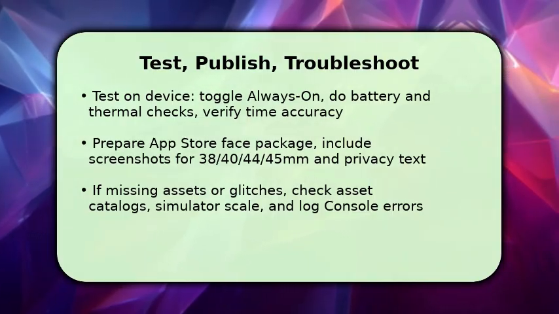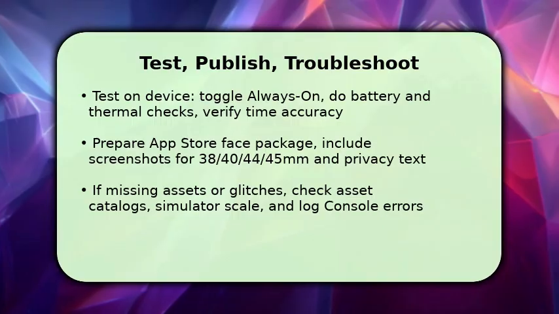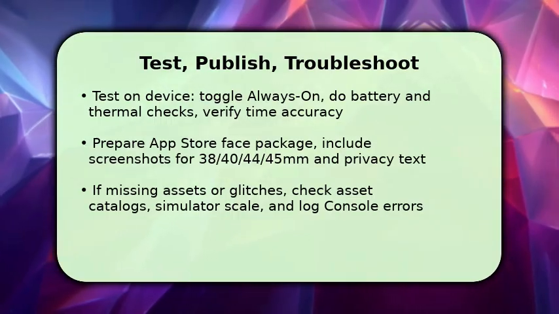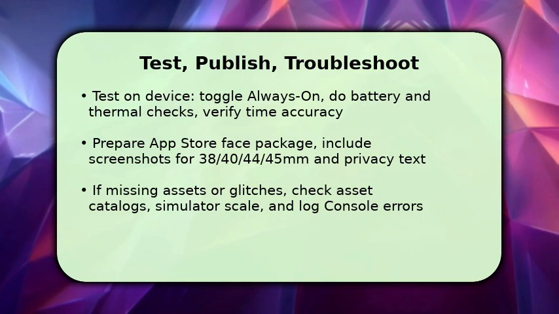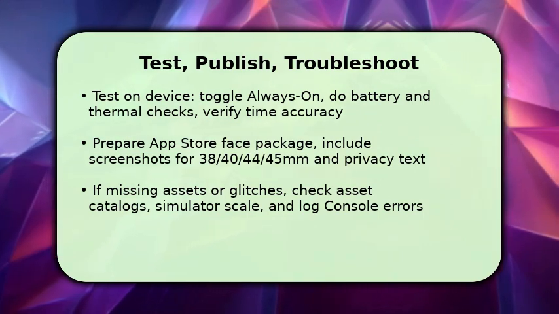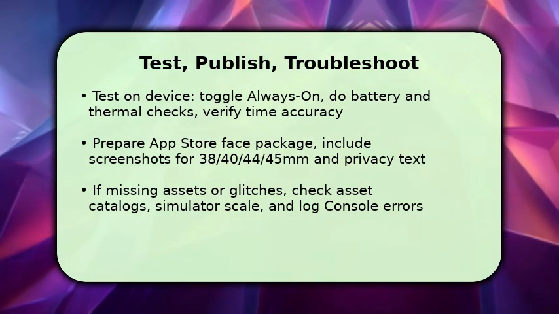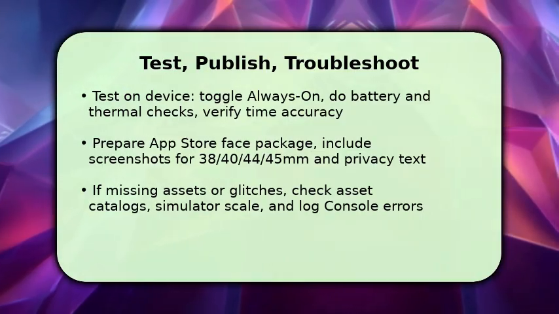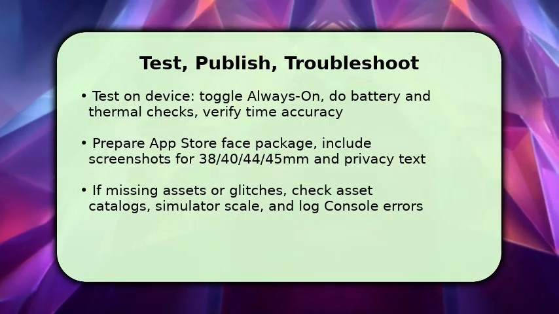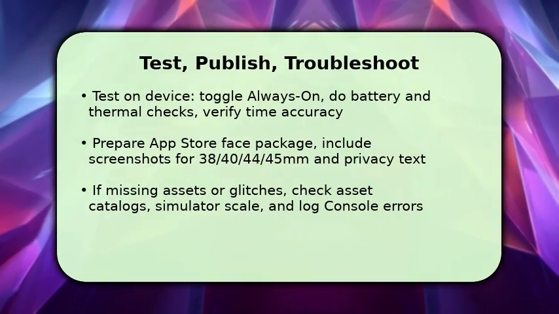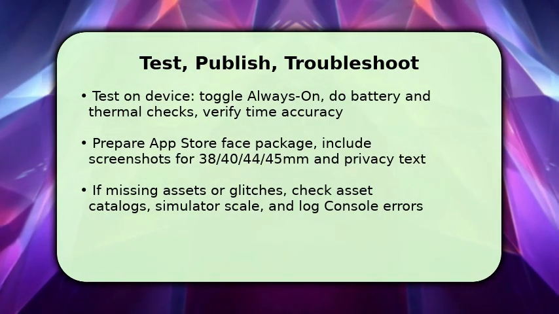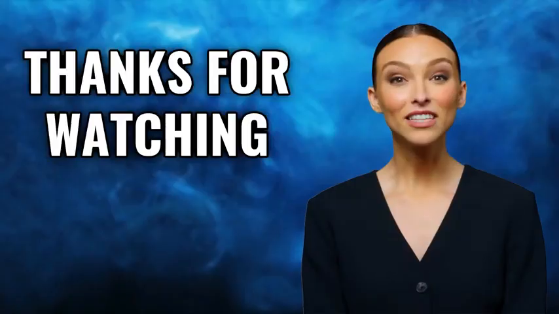If something goes wrong, start simple. Inspect asset catalogs for missing 1x/2x/3x resources, run the simulator at target scale, and review console logs for missing symbol or timeline failures. If complications don't update, confirm your timeline, reload logic, and background refresh permissions.